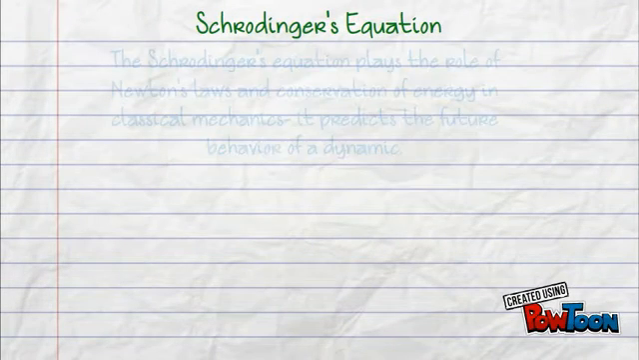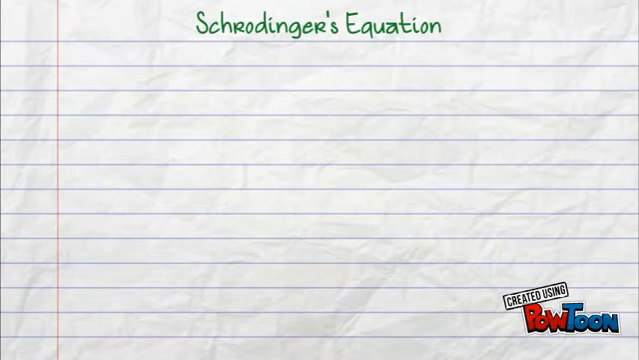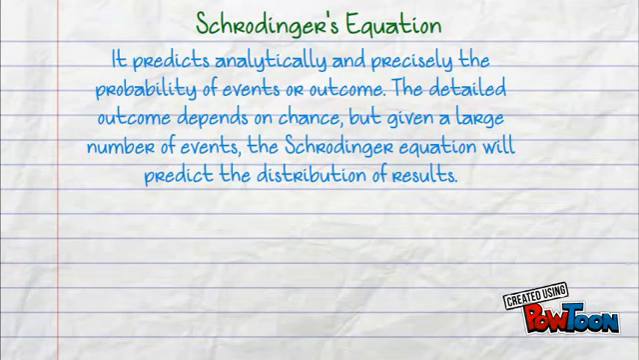Schrodinger's equation works by adding the wave function within it. The equation plays the role of Newton's law in conservation of energy in classical mechanics. It predicts the future behavior of dynamic systems. It predicts analytically and precisely the probability of events or outcomes.